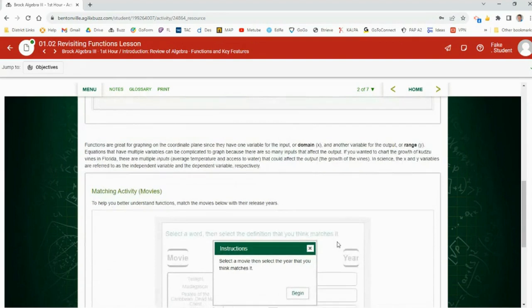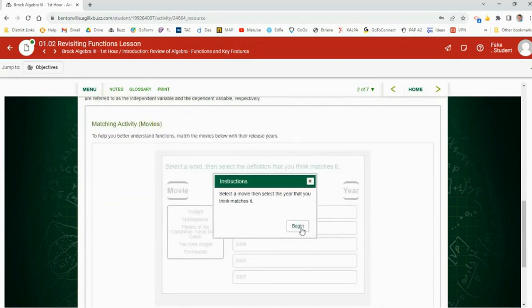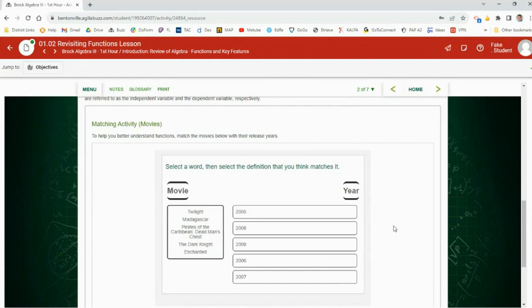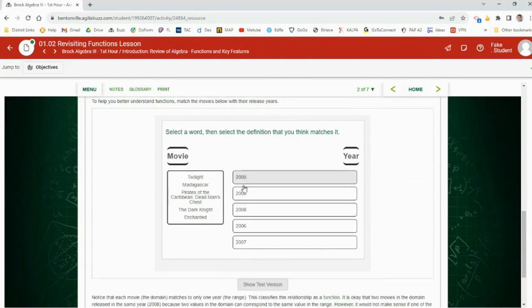So we've got a little matching activity to help us better understand functions. Select the word and then select the definition that you think matches it. So somebody take a guess in the chat. If we want to guess what year Twilight came out, what year was Twilight released in the movies? All these are a little older intentionally. Anyone have any idea how old Twilight is? 2005, 6, 7, or 8? There's two choices of 8. Nobody wants to take a stab at that one?